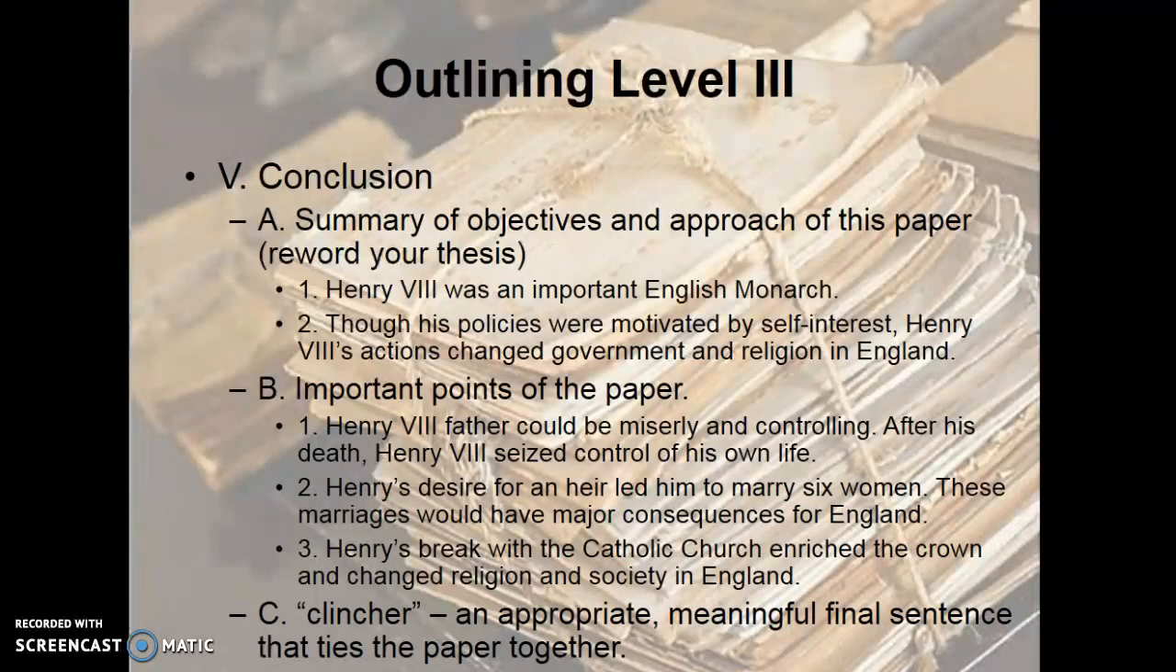The important points of the paper. In our conclusion, Henry VIII's father could be miserly and controlling. After his death, Henry VIII seized control of his own life. That's an important part of his early years. Henry's desire for an heir led him to marry 6 women. These marriages would have major consequences for England. And third, Henry's break with the Catholic Church enriched the crown and changed religion and society in England. And then we'd have a clincher, a sentence that ties together this entire paper.